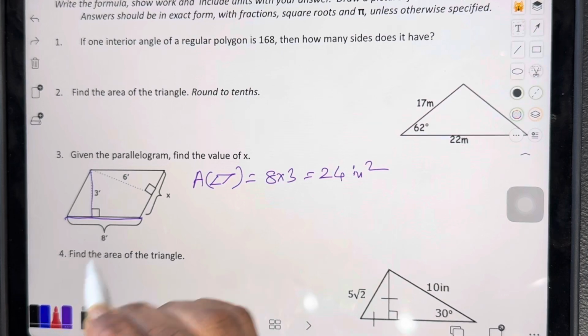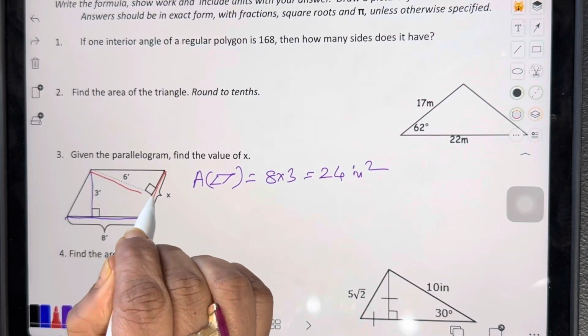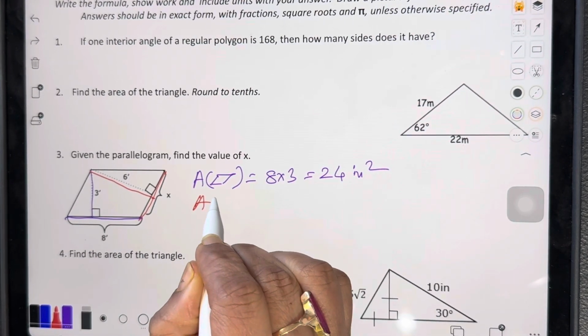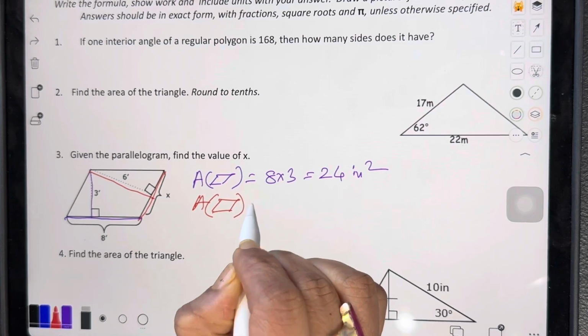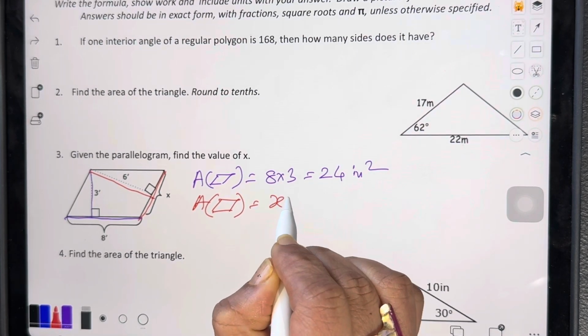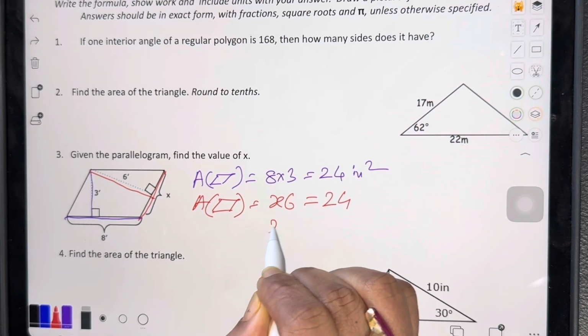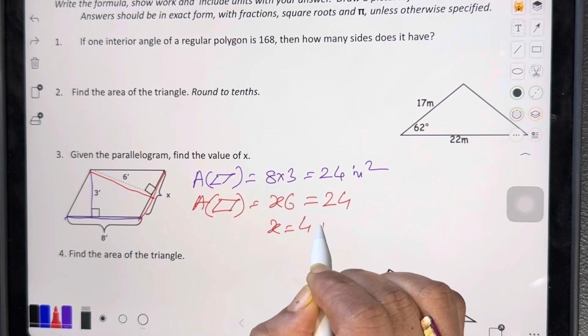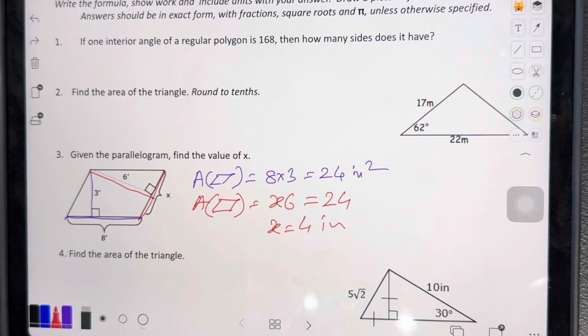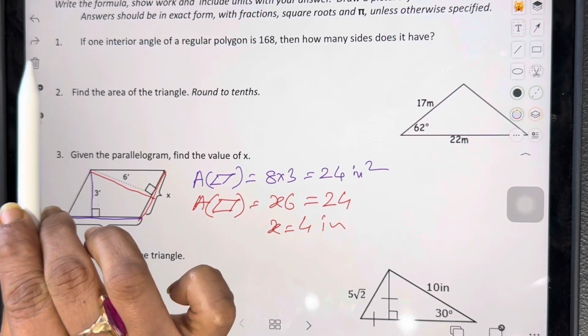Now if you change the base and the height, if this is the base and this is the height, then area of that parallelogram is, base is x, height is 6x basically, but we know the area is 24, so x is equal to 24 divided by 6, so 4 inches. So you got the x as 4 inches. Moving on.